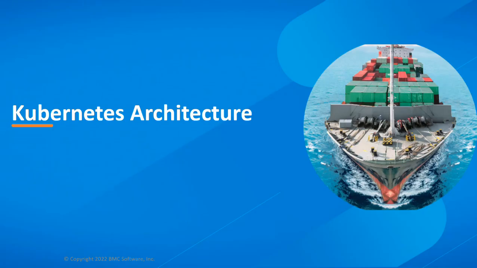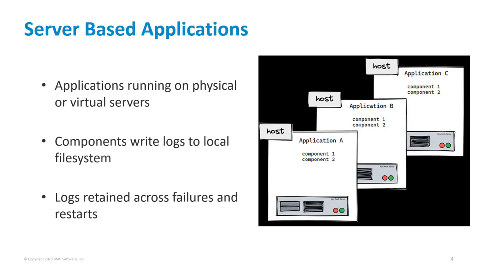So like I say, we're going to start by having a quick look at how Kubernetes works and how it's different from server-based systems. So typically today you may be running one or more physical or virtual machines with an application on each of them. Each one of those applications will have several components, all of which probably write logs to the local file system. The great advantage here is that if there's a problem with the application and the application fails or gets restarted, those logs are retained and can easily be accessed to help you understand what happened.